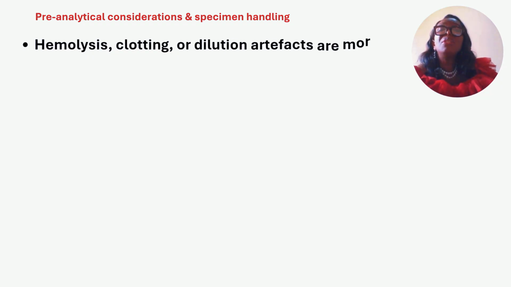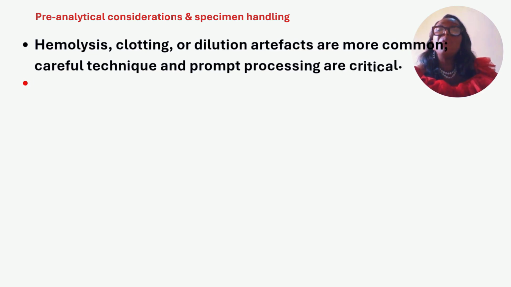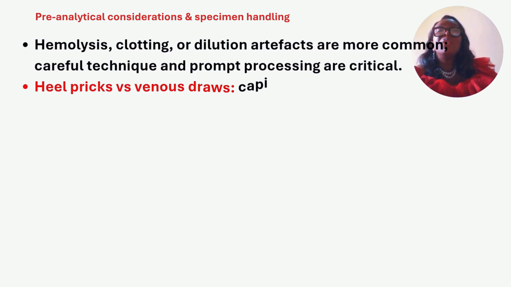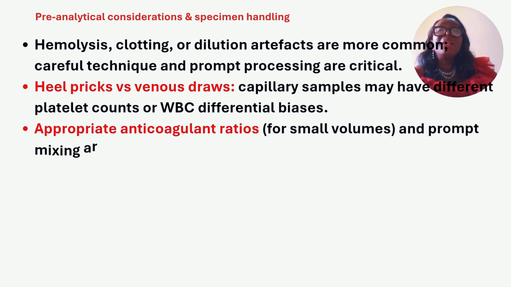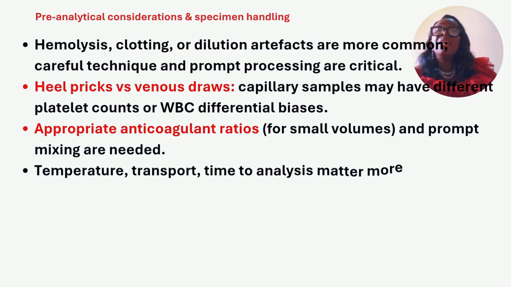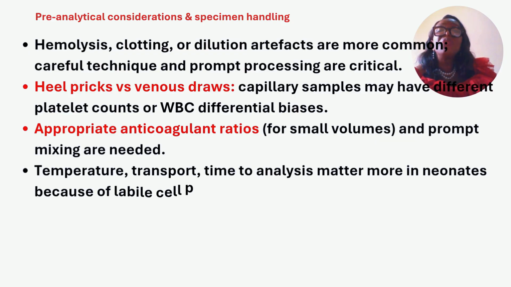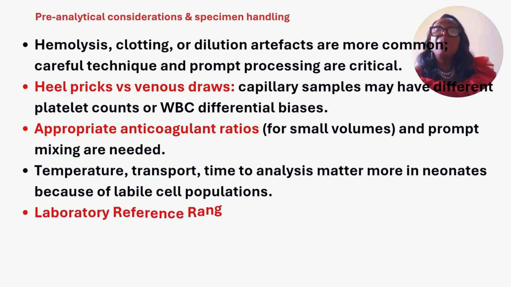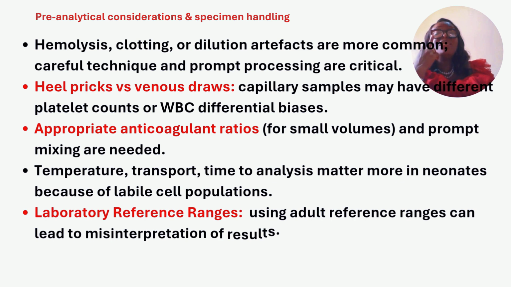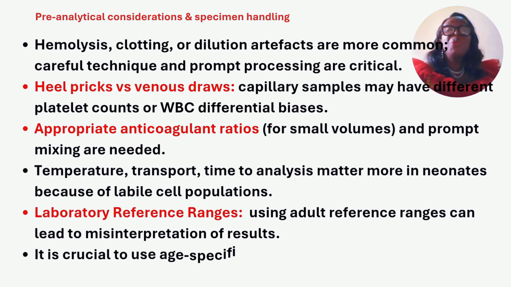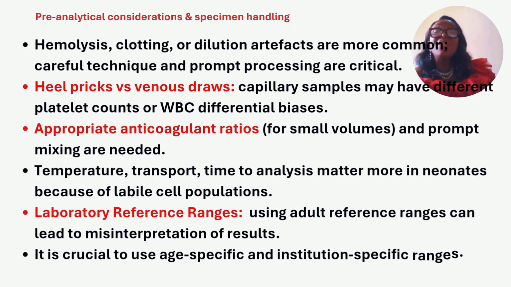Hemolysis, clotting or dilution artifacts are more common in samples collected from that site, from heel prick and finger prick, and careful technique and prompt processing are critical. Capillary samples may have increased platelet count or WBC differential biases. When collecting samples from neonates, the appropriate anticoagulant ratio for small volumes must be applied.